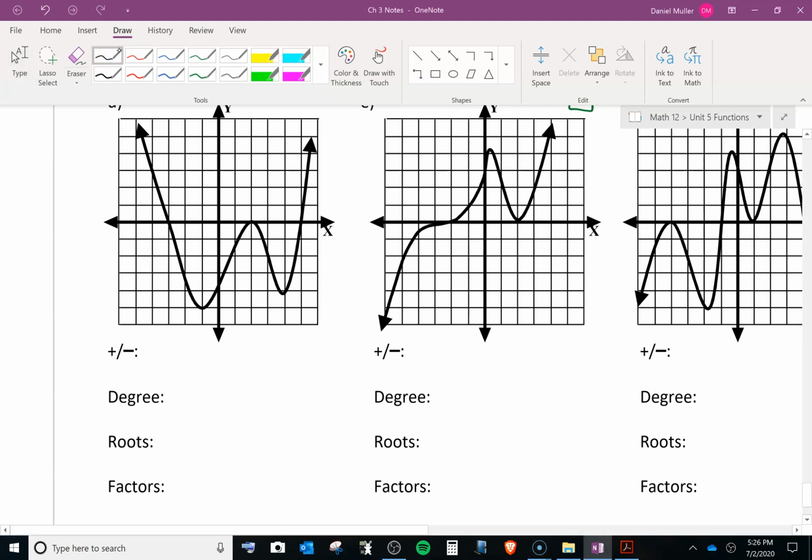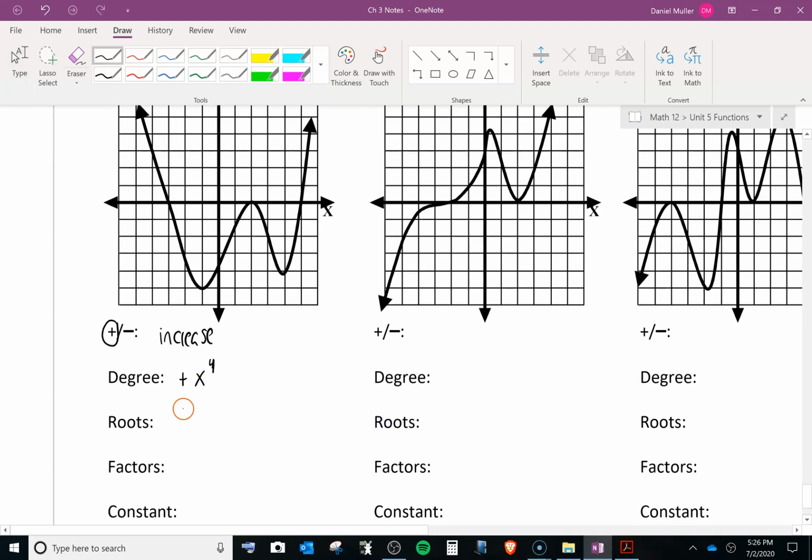All right, last one here. I know that it's heading up at the end, so it is an increasing question. The degree, it looks like 1, 2, 3, so it's a positive x to the 4. There's 3 terms, so I'm going to say it's an x to the 4, and it's increasing, so I'll put a positive. So when it comes to my roots, I have a 1, 2, 3, so I got a 5, a double 2, and a negative 3. So x equals 5, a double 2, and a negative 3.